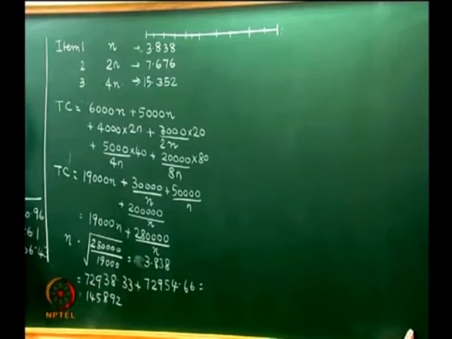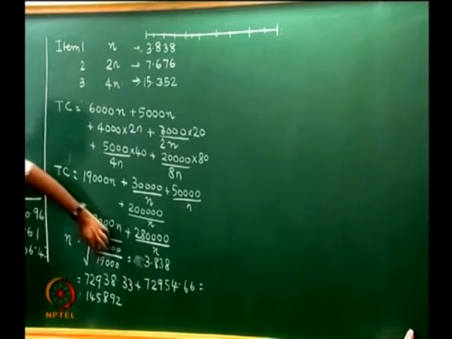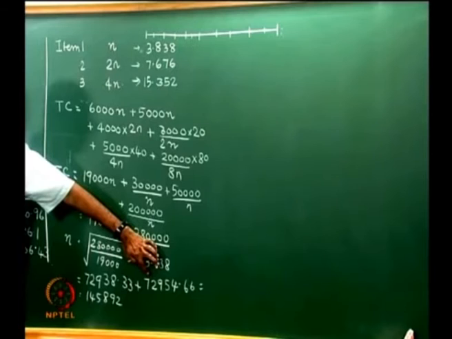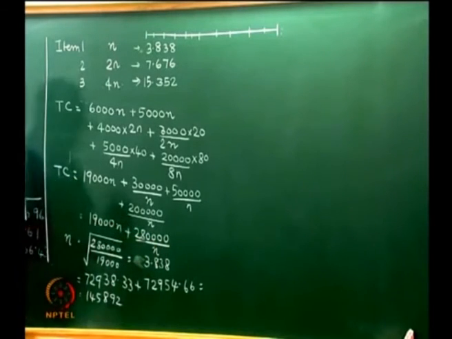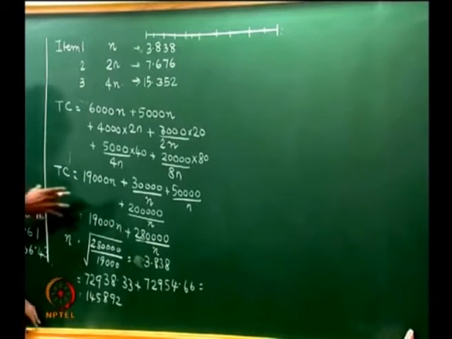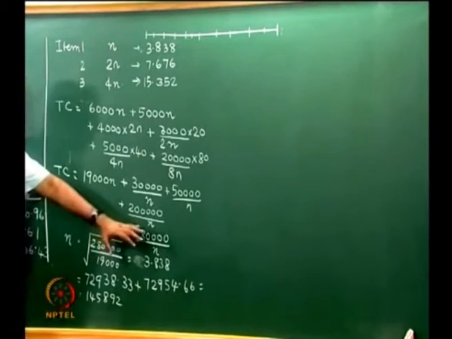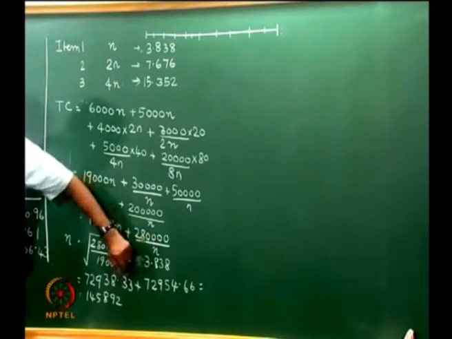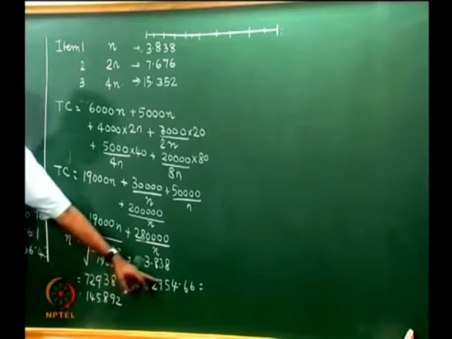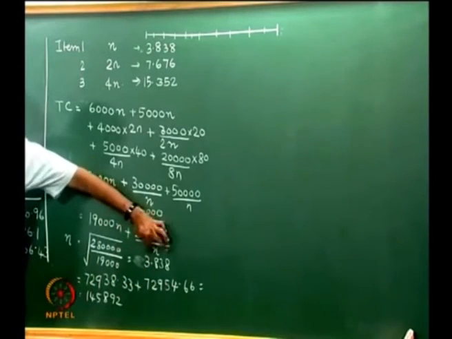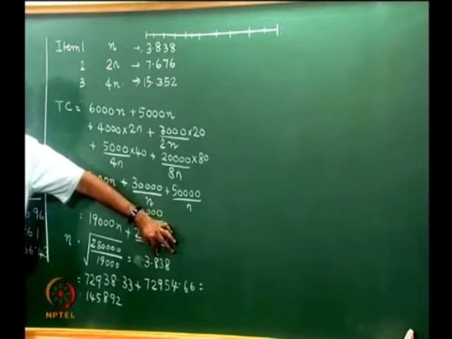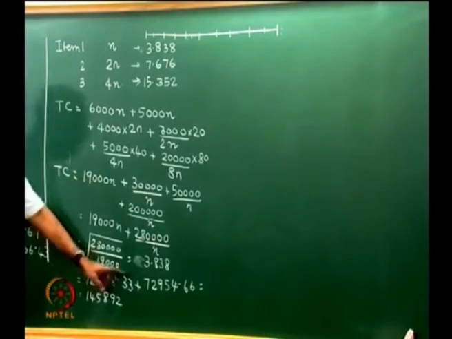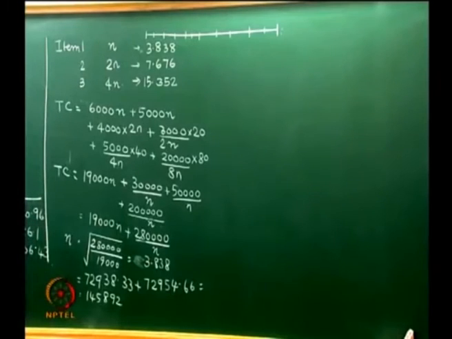145,892. In fact, this slight difference comes more because of rounding errors, and at the optimum we would realize that this 19,000 n will be equal to 280,000 divided by n. These two will have to be equal. The slight difference between 38 and 54 is in the rounding off in this 8.38. Otherwise, these two values will be equal and it will be 2 times.